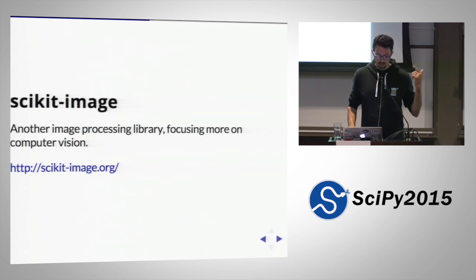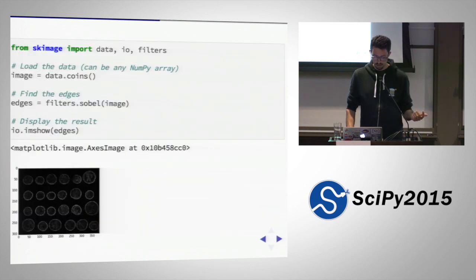Scikit-image is like a computer vision library for Python. So it can do things like find edges, for example, in an image, find contours and stuff. So there's that.